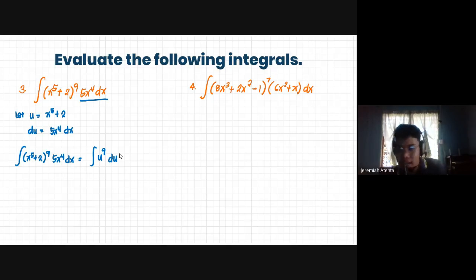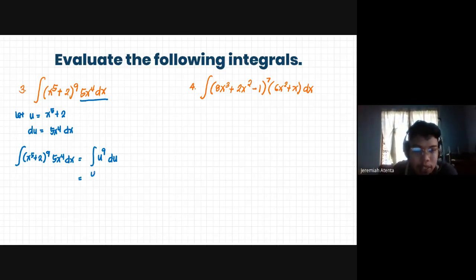And what is the integral? Can you please write it down in the comment section? What is the integral of u to the power of 9 du? Okay, so what will be the integral, guys? Ano nga yung gagawin natin? We will just raise the exponent by 1, and whatever the exponent will be the denominator. Yeah, so we have u to the power of 10 over 10. Diretso na tayo ha. u to the power of 10 over 10 plus C.